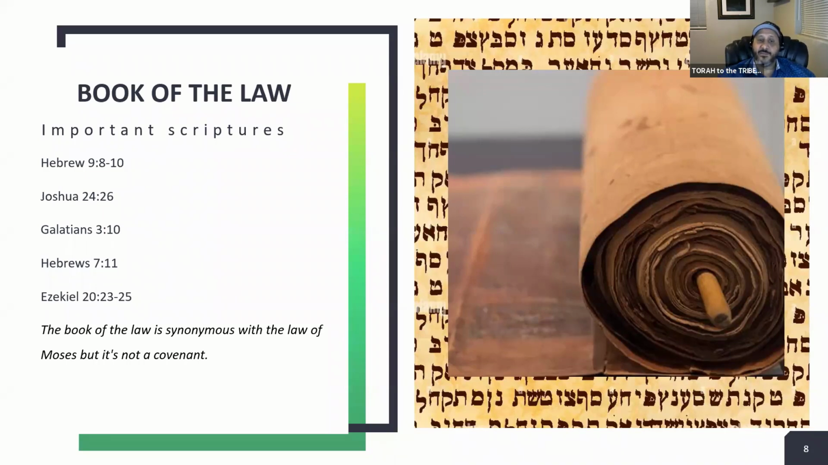So we have Hebrews 7:11, and it reads, therefore, if perfection were through the Levitical priesthood, for under it the people received the law, what further need was there that another priest should rise according to the order of Melchizedek and not according to the order of Aaron? Okay, two distinct priesthoods, and of course there has to be a change of law because of it, according to Genesis 49:10. All right, and that was already prophesied.